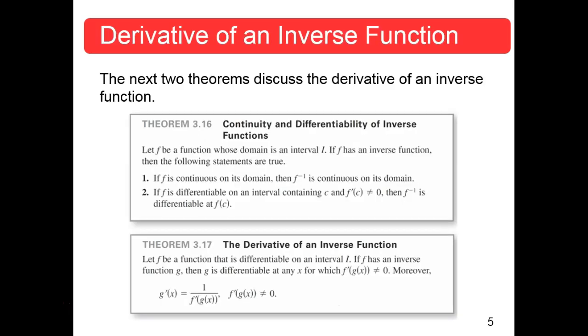The next 2 theorems discuss the derivatives of inverse functions. First of these is continuity and differentiability of inverse functions. If f is a function whose domain is some interval I, if f has an inverse function, then the following statements have to be true. For f to have an inverse function, the following statements have to be true. If f is continuous on its domain, okay, which I think it almost has to be, then f inverse is also continuous on its domain. Okay?